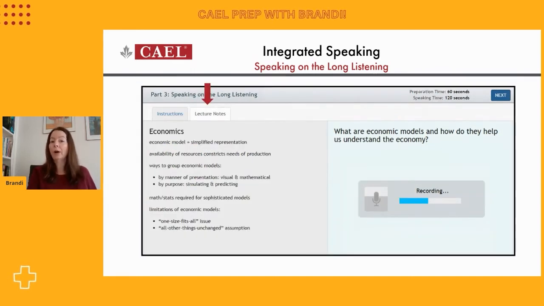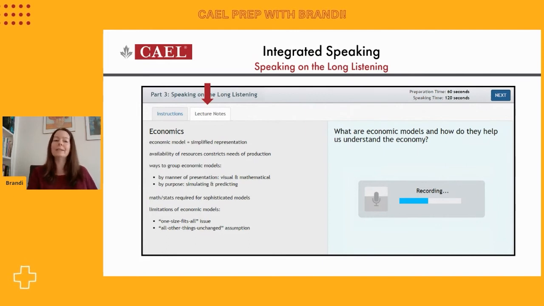Again, if you want to jog your memory, so you've got some ideas facing you as you're talking, the computer will offer you a summarized outline of the important points from that lecture. All you need to do is click on the lecture notes tab right here at the top of the screen again. So this can be facing you as you're speaking, as you're recording the answer.